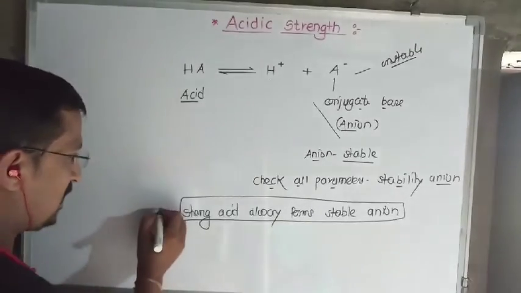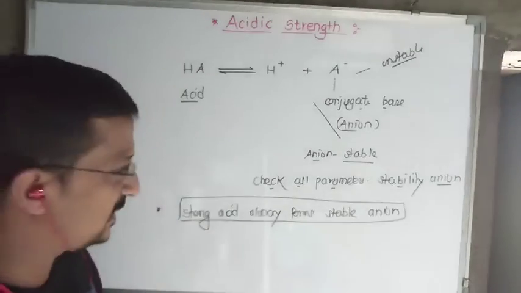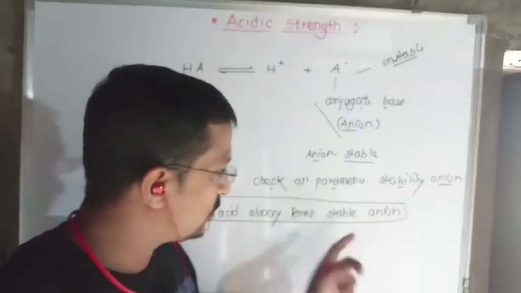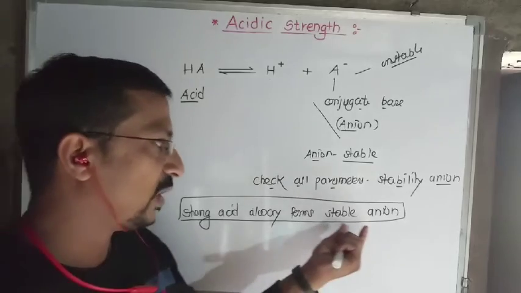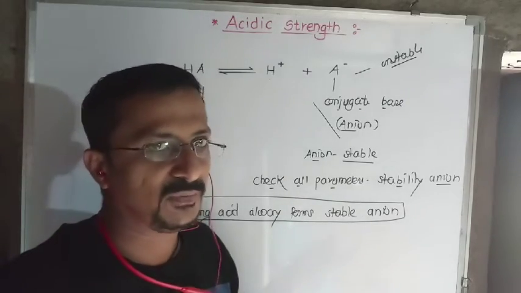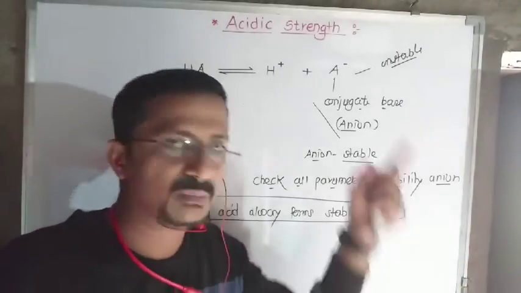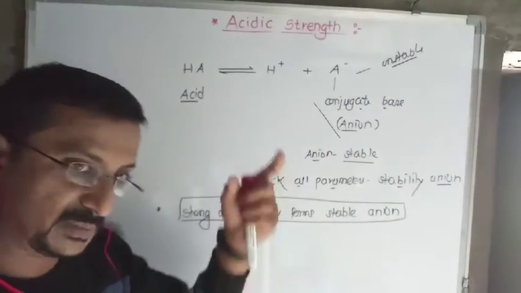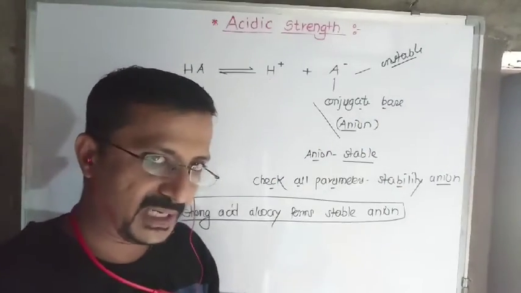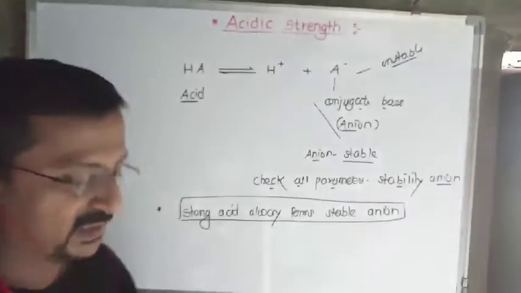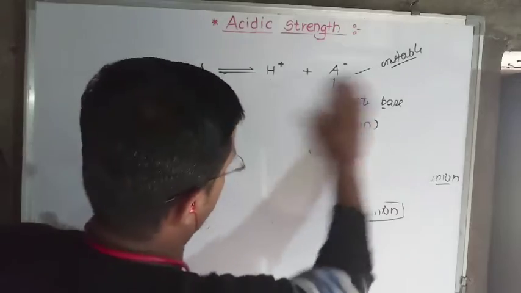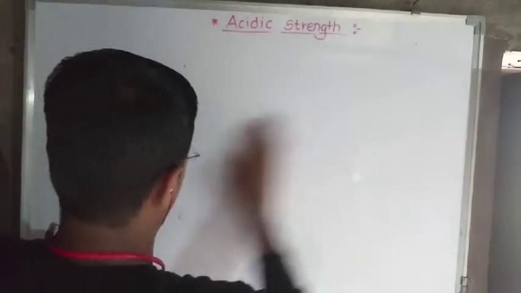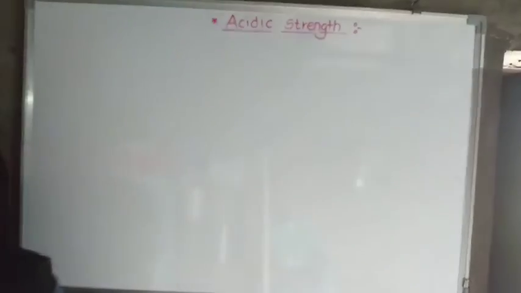So remember well, you only have to consider that a strong acid always forms a stable anion, and we check this by applying all the electronic factors we already studied. By applying these factors, we check only the stability of the anion. The more stable the anion, the stronger the acid. If the stability of the anion is less, that acid is weak. Then what are the factors on which the stability of the anion depends? Okay, so number one, the factors that determine the stability of the anion.